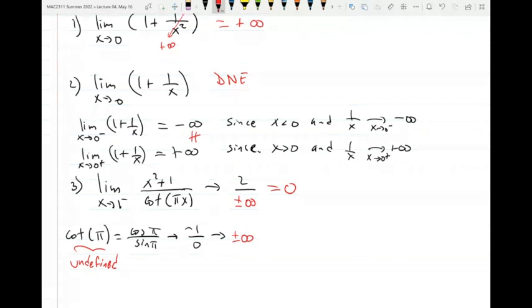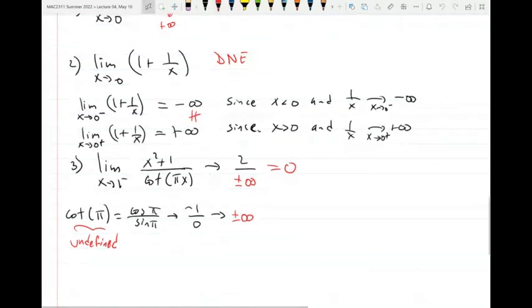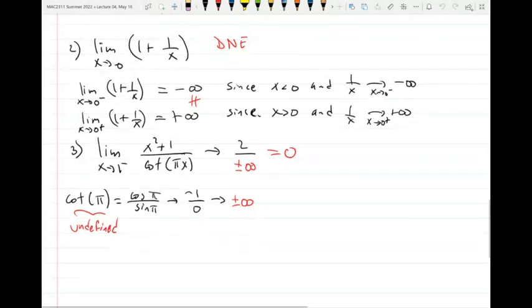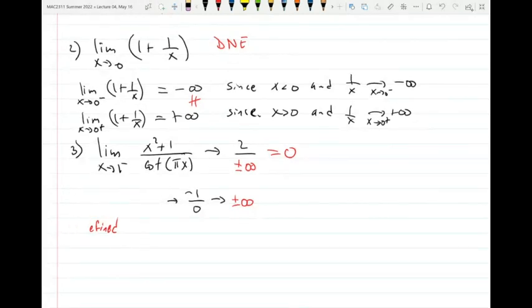You understand this? So here we're doing it from the left. I would like to, okay, let me rewrite this and write it as a limit. So really the question is the limit as theta approaches pi from the left of cotangent of theta. Let's write it like that. So now we know that this is the limit as theta approaches pi from the left of cosine over sine.